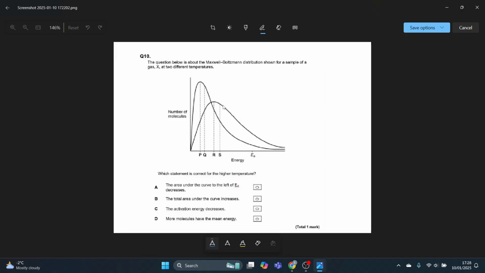If we look here, more molecules have the mean energy. That is, the mean energy of molecules will definitely increase. It makes sense. High temperature, more frequent collisions, more successful collisions, more molecules have the mean energy.